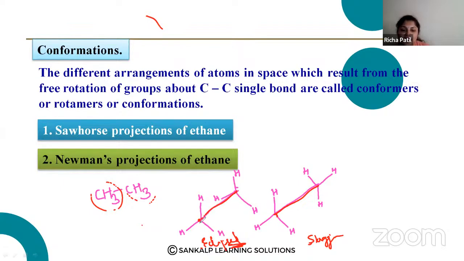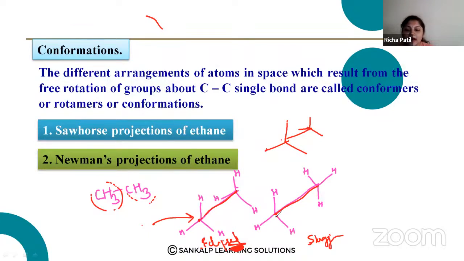The front carbon and the rear carbon fall on one another, and their hydrogen atoms also fall on one another. If you see it from here, it is like this. So this carbon falls on this carbon, this hydrogen falls on this hydrogen, this on this, and this on this. Because of this, it is called eclipsed. So this is the Sawhorse projection of ethane in eclipsed form.